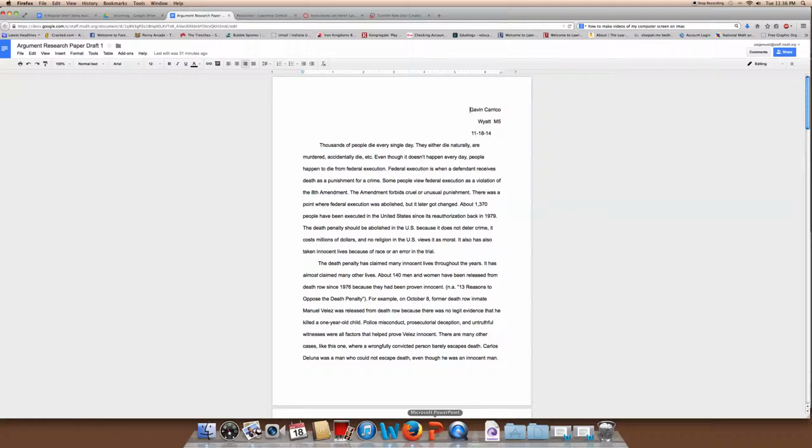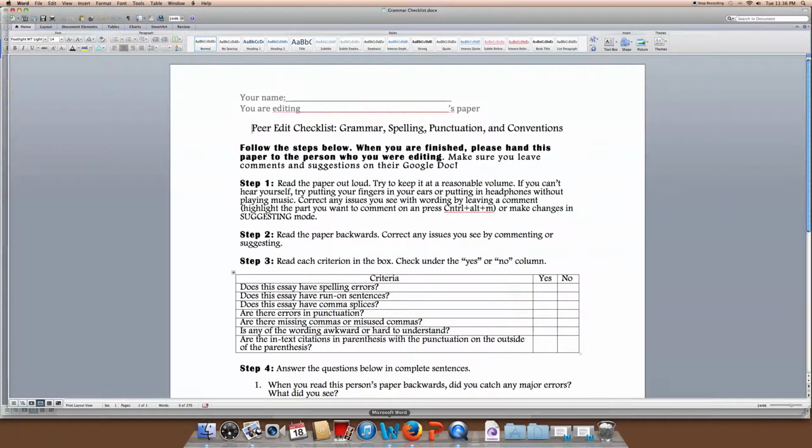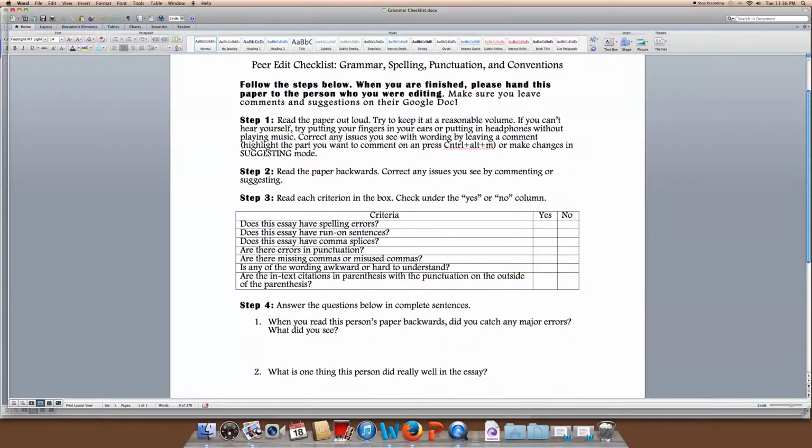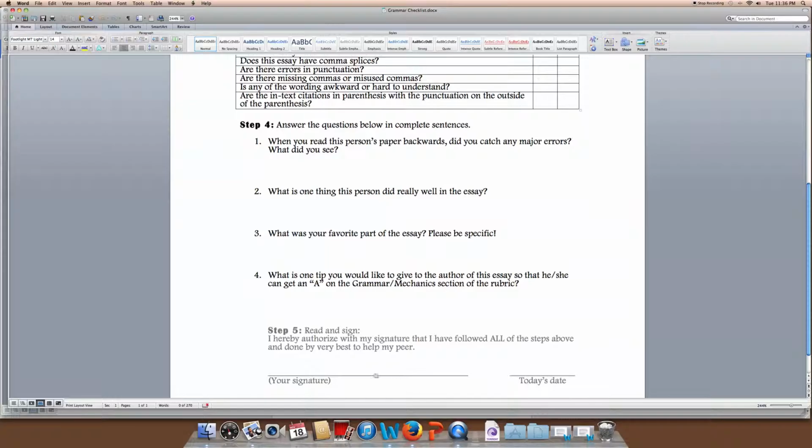So what Julia's going to do now is she's going to look at this checklist and she's going to follow the instructions. So the first thing it says is to read the paper out loud. Well, obviously you don't want to be super loud when you're reading it. Keep it at a reasonable volume. Try putting your fingers in your ears or put in headphones without music if you need to hear yourself. But try to speak low so that you're not being super loud. And then follow these instructions. She's going to read it backwards, and then she's going to check off this criteria and answer these questions and sign and date. So she's going to go through and do that to Abby's paper.